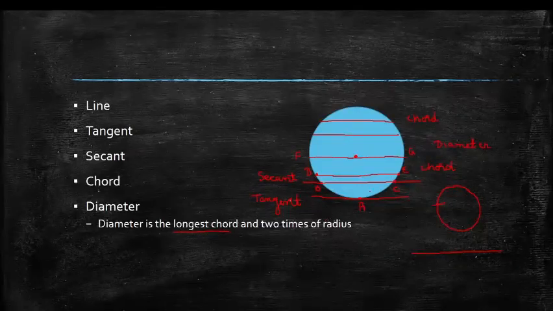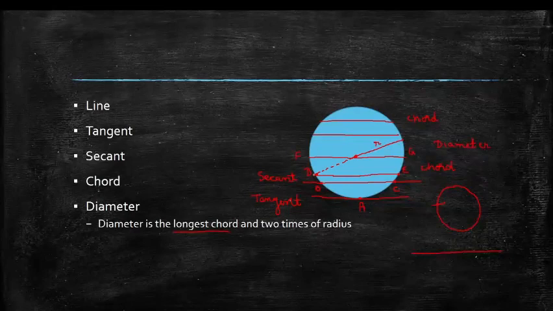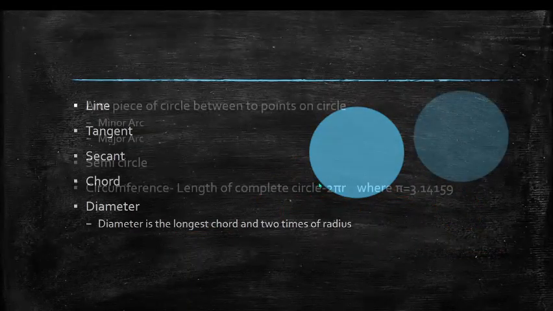Now one more thing we have to understand. We were talking about the fixed distance from center to boundary. It was the radius. And when we double this radius, we get a diameter, right? That is clear, everyone?